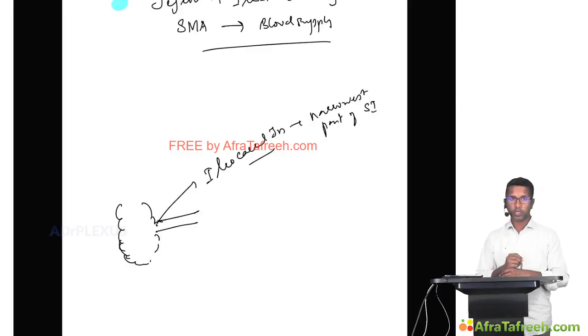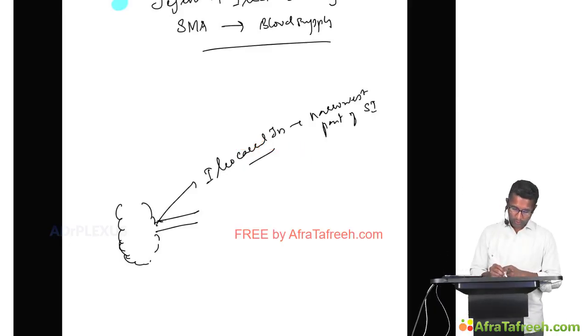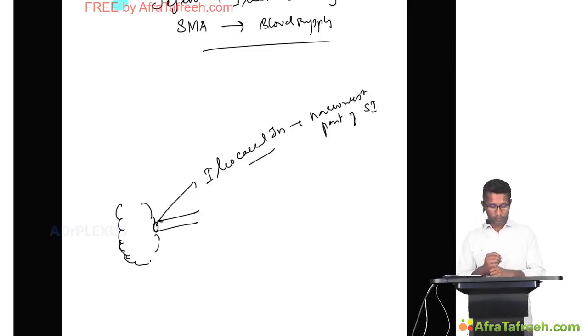It is the narrowest part of the small intestine, and when it opens into the cecum, this orifice is called the ileocecal orifice.